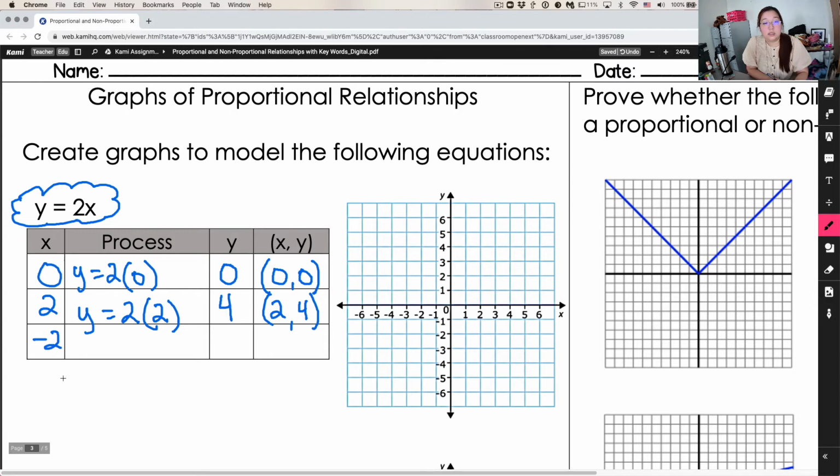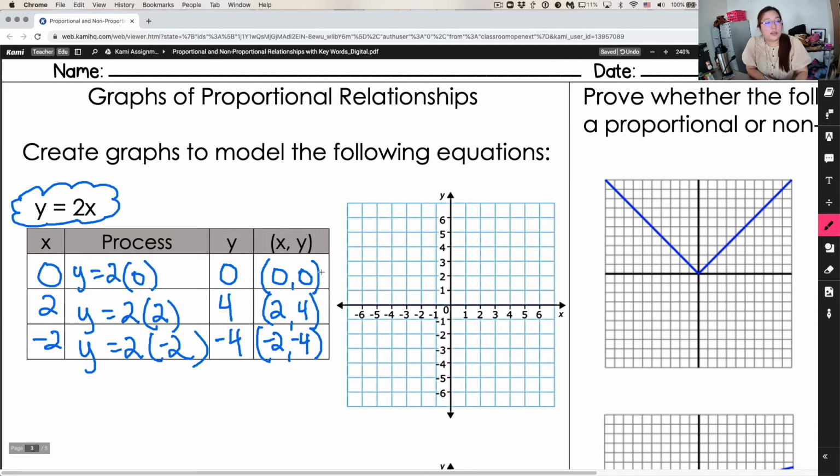Last one, and the reason why I chose a negative is to make sure that when we're plotting our line, we have some points over here. It'll just make it easier to connect the dots, and you'll see in a second. So same process, y equals 2 times -2. 2 times -2 is -4. So our point is -2, -4, right? So now that we have all 3 points, we are going to plot them onto this graph. That's our next step.